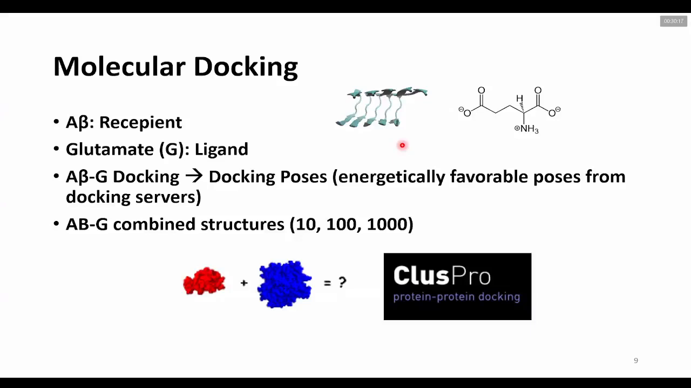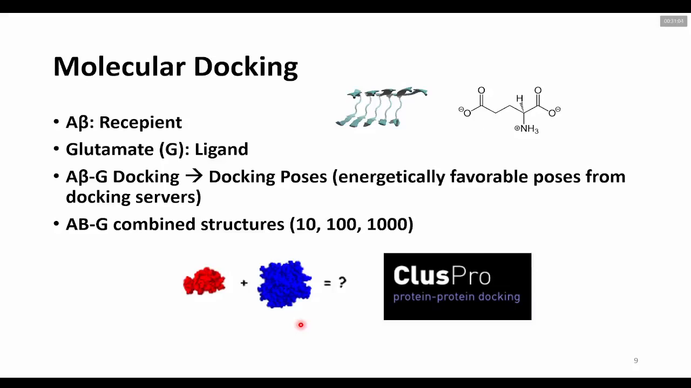Now, if you submit the structures of amyloid beta and glutamate into these servers or software like Rosetta, you will get some posed structures, like combined amyloid beta glutamate structures. How many? 10, 100, or 1,000? And you can refine them based on energy favorability. For example, in PatchDock, when you submit, you will get around 1,000 structures that can energetically happen, but you refine them by sending them to FireDock and take only the top 10, because in terms of computational simulation, you want to minimize your usage of resources, and you want to be reasonable in terms of simulation.